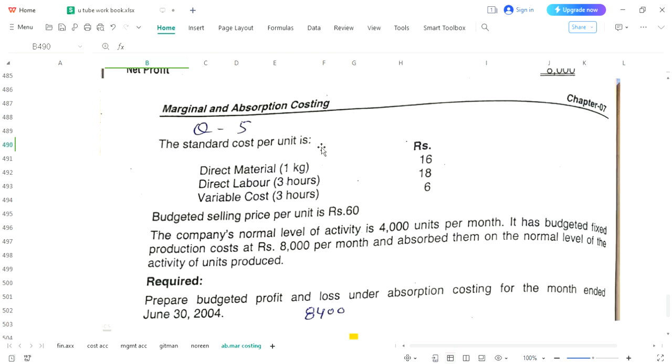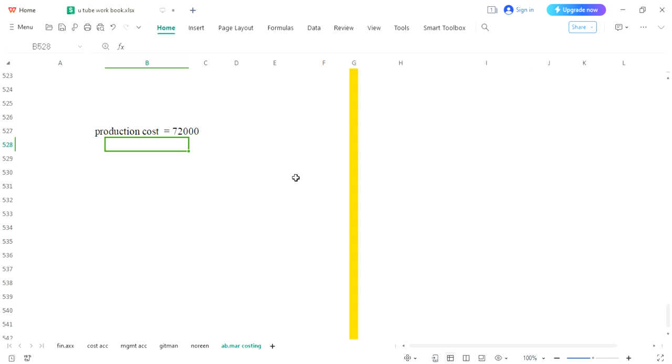Here the standard cost per unit is given: 16, 18 and 6, for direct material, labor and variable overhead. These are the only factors associated with per unit cost, 16, 18, 6. So the total per unit cost we have, here we will calculate 16 and then 18 and then 6. Finally we have our total per unit cost as 40.